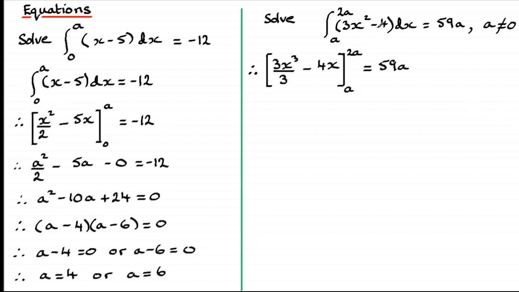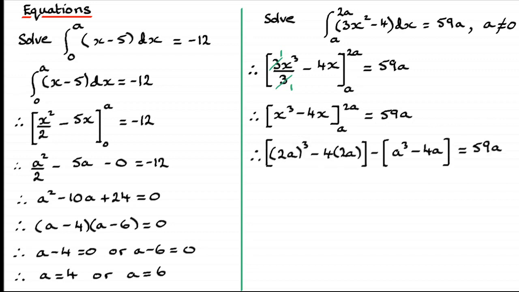If we integrate this then, you should have got 3x cubed over 3 minus 4x between a and 2a, and it equals 59a. What we can do now is cancel those 3s, and that leaves us with x cubed minus 4x between a and 2a equals 59a. And then we're going to substitute our limits in, starting with 2a and then subtracting what we get with the a. And so that leads us to this result here.